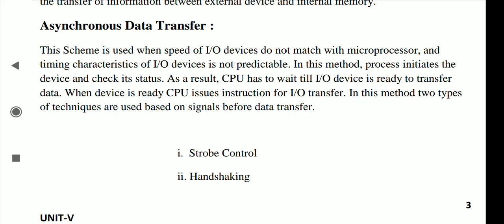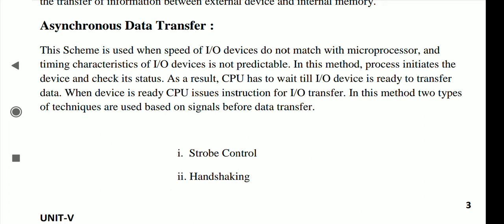Today's lecture is Asynchronous Data Transfer Techniques. In this scheme, used when the speed of the input-output device does not match the microprocessor and the timing characteristics of the input-output device are not predictable, the processor initiates the device and checks its status. As a result, the CPU has to wait till the input-output device is ready to transfer data. When the device is ready, the CPU issues instructions for input-output transfer.